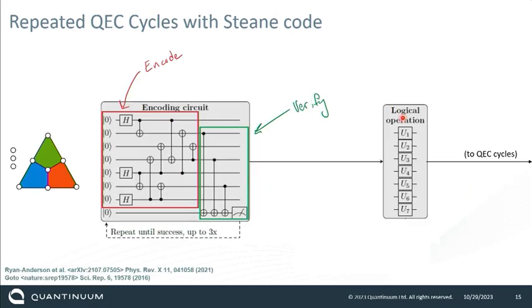So at the time of this work, we had 10 qubits in our trap. And with 10 qubits, you can implement the Steane code, which is a [[7,1,3]] code. I need 7 physical qubits to get 1 logical qubit, and it's a distance 3 code. So I should be able to detect and correct every single error that can occur.